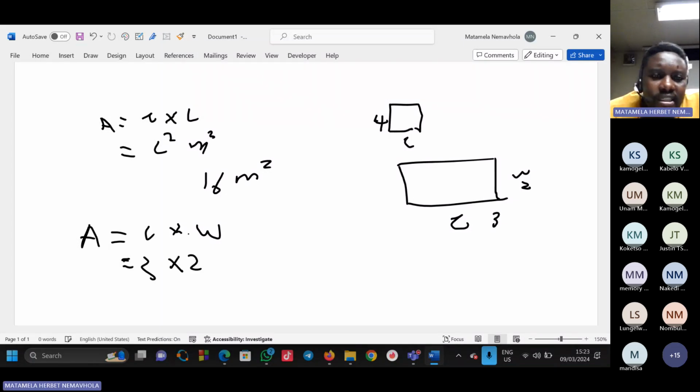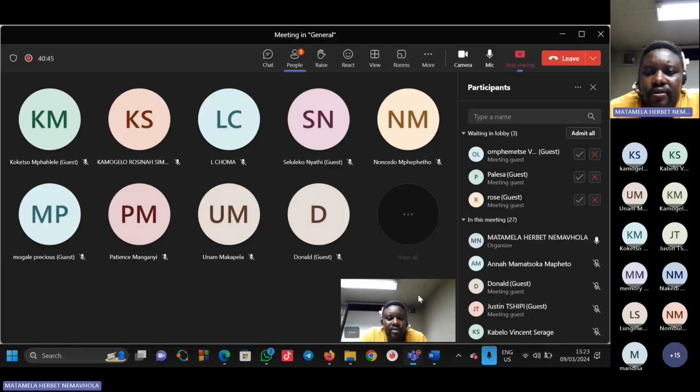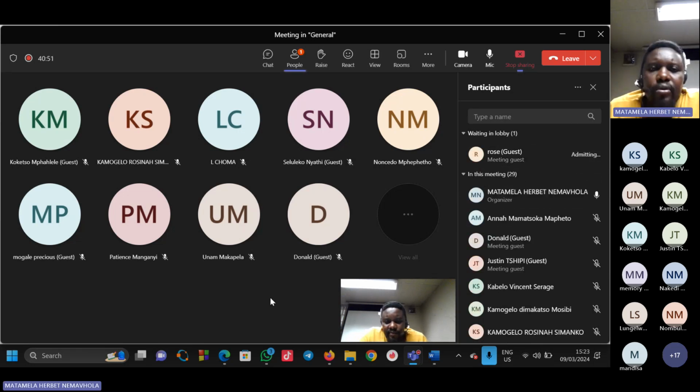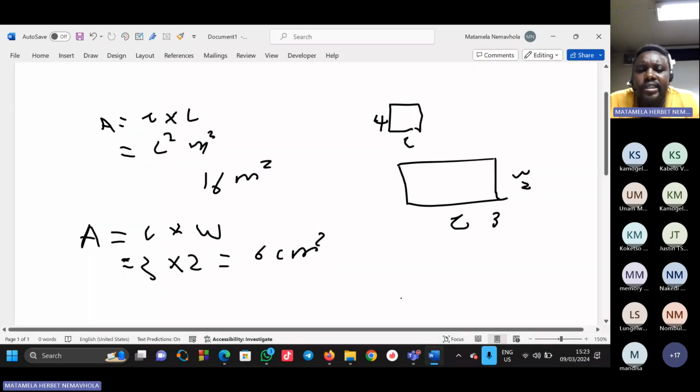Let's assume it's in centimeters. Then it's going to be what? 6 centimeters squared. So that's how you calculate the area of a rectangle. When you know those formulas for calculating the area of a rectangle and a square, then for any question based on calculation of area, you won't have a problem with it.